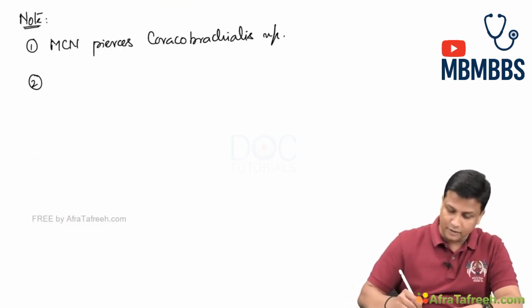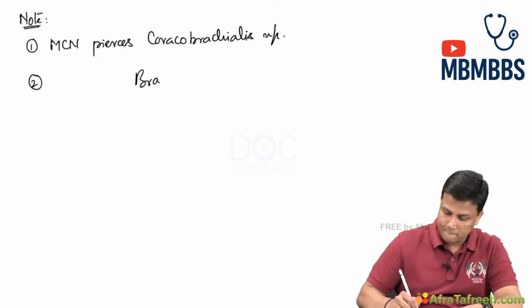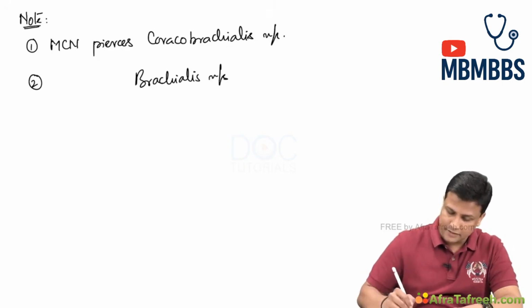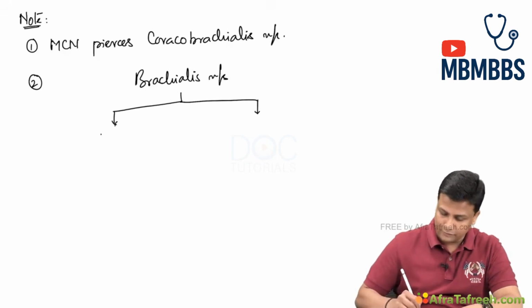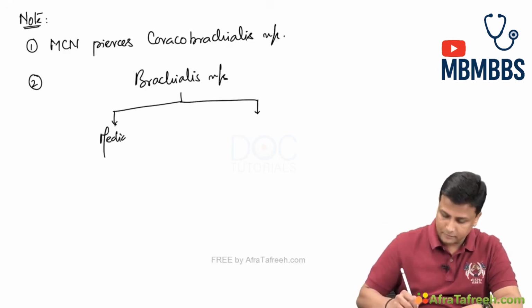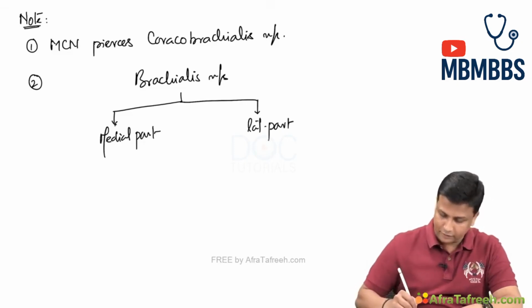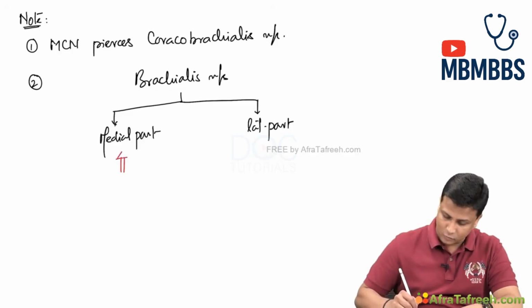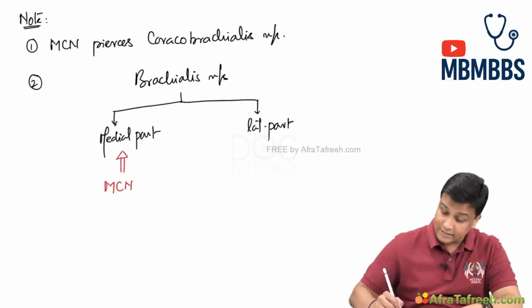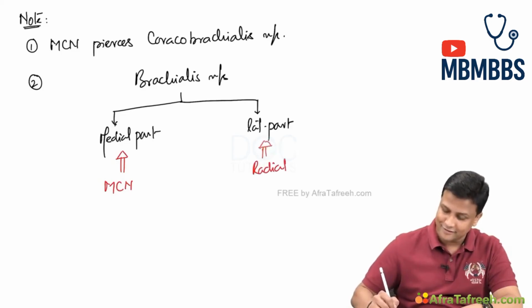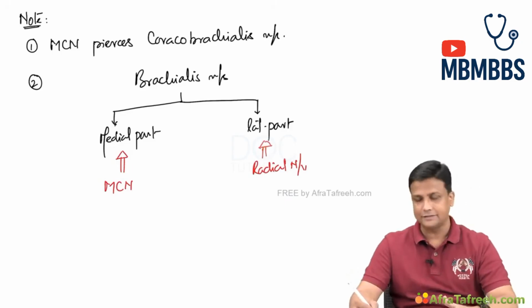Yes. So please write down there, brachialis muscle. And you can divide that muscle into two parts. One will be the medial part and another one will be the lateral part of that. And remember, the medial part of the brachialis muscle will be supplied by the musculocutaneous nerve, whereas the lateral part is actually supplied by the radial nerve, guys. Lateral part is supplied by the radial nerve.